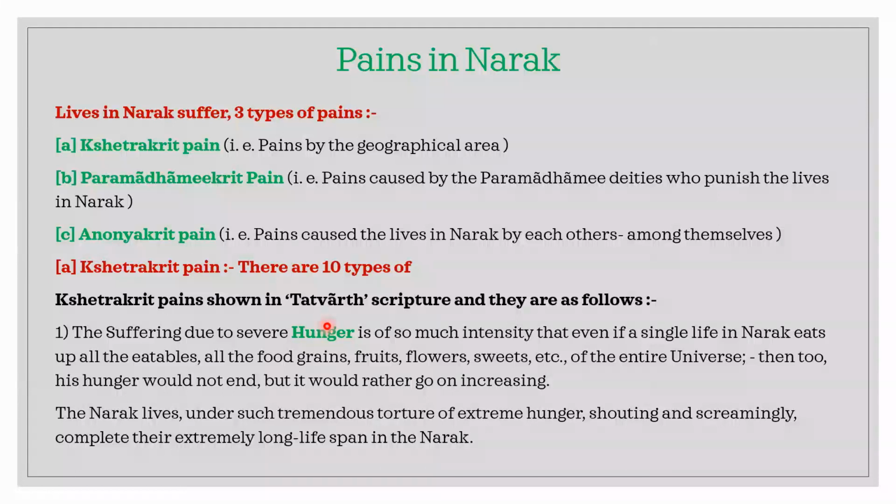So now let's discuss some of the pains of the Jews of Narki. The Jews of Narki usually have 3 types of pains. The first type of pain is known as Kshetrakrut pain. That is a pain because of the geographical reasons and the environmental conditions. The second type is the Parmadhami Krut pain. The Parmadhami inflict the pains, and this is only up till the third Narak. And the third type of pain is known as Anyakrut pain. That is a pain that each Narki gives to other Jews of Narki by fighting among themselves. So these are the 3 types of pain that Jews of Narki go through.